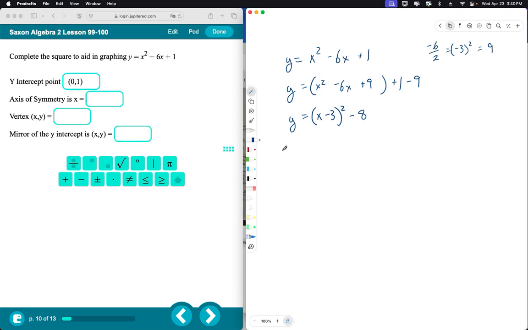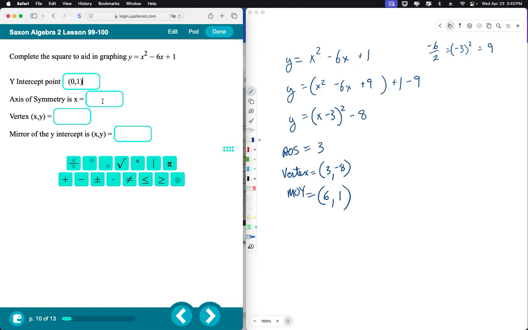So I can get everything I need from here. My AOS, my vertex, and my MOY, my mirror of the y. My AOS is going to be a positive 3 because it's the opposite of this number. My vertex is going to be 3 and negative 8. And my MOY is going to be 2 times this, so that's 6 and 1.